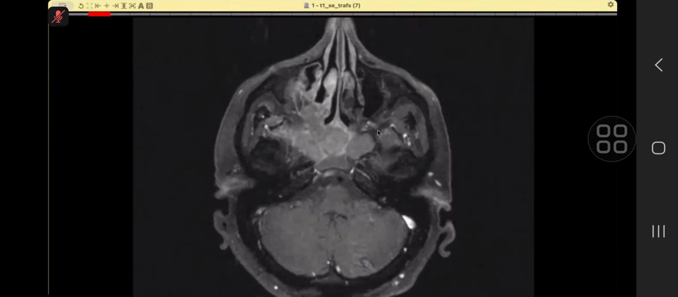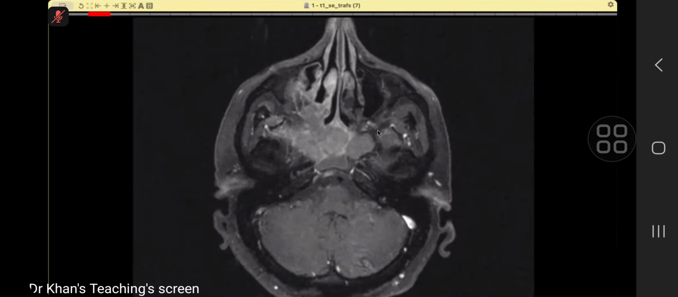Another concept which I wanted to highlight, and this will be relevant for your day-to-day practice also, is that this is a territory, the base of skull, where there will be a complementary and supplementary role of CT and MR. And in your clinical practice, don't be shy to use them like this.